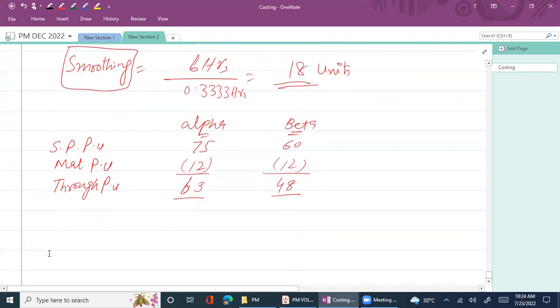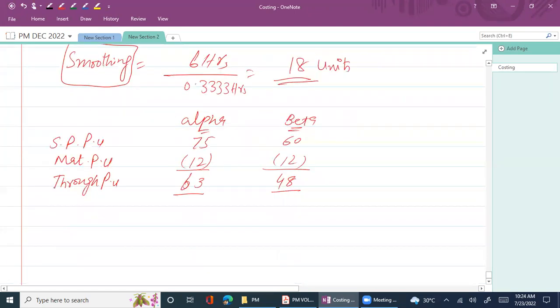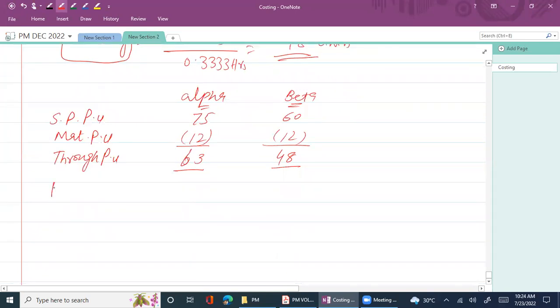And we have identified that the bottleneck process is smoothing. So now we will be having the per unit time. Which department? In this case, smoothing is the bottleneck. Remember this point that we will be considering the time of that department, just like in the previous example we considered the time of alpha, because alpha was the binding constraint.